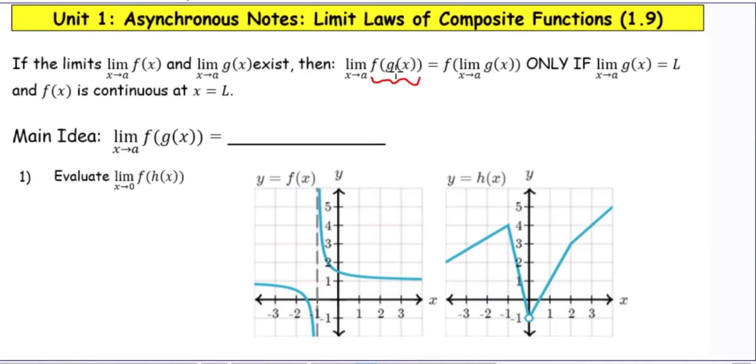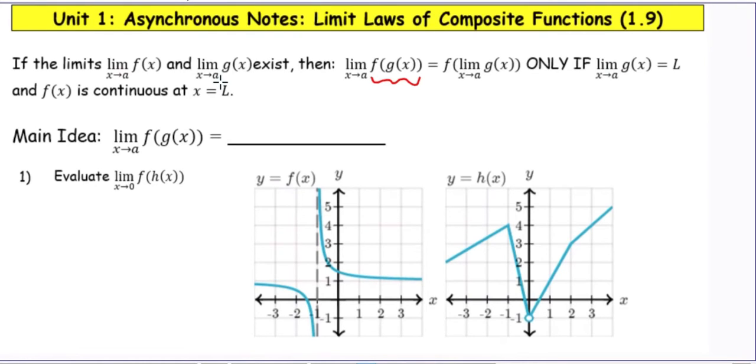What it says is, if the limit as x approaches a of f of x and the limit as x approaches a of g of x exist, then the limit as x approaches a of f of g of x, we can rewrite like this: f of the limit as x approaches a of g of x. But we can only do that if the limit as x approaches a of g of x is L, and if f of x is continuous at L.